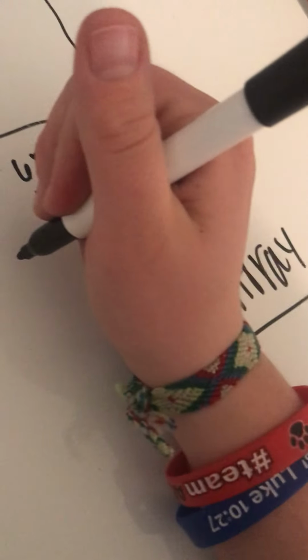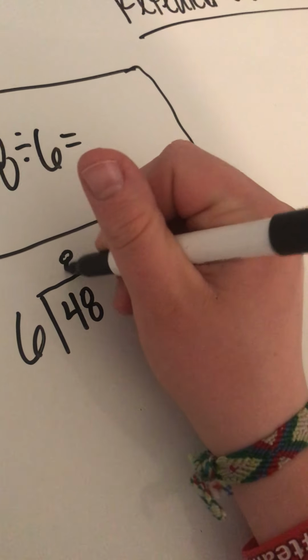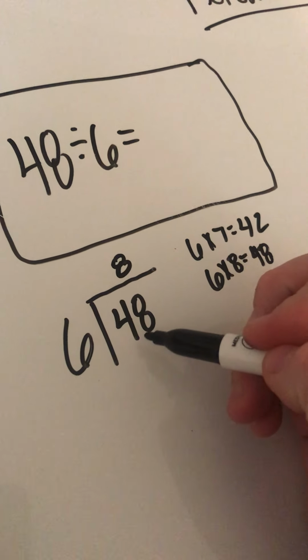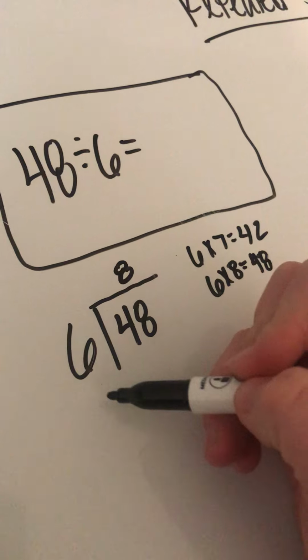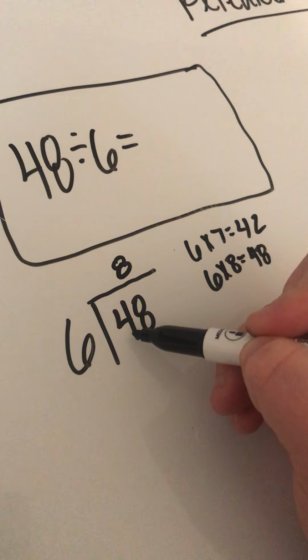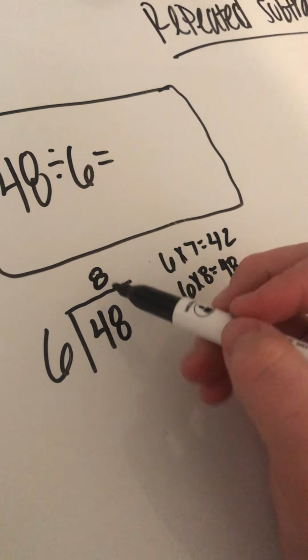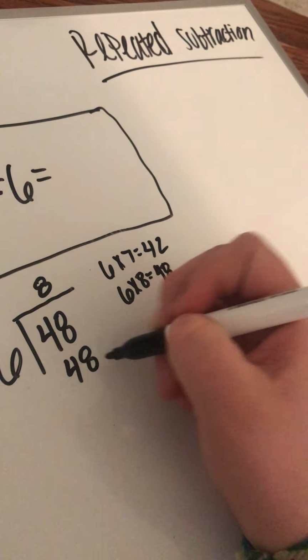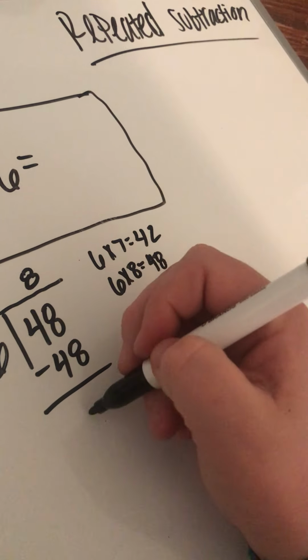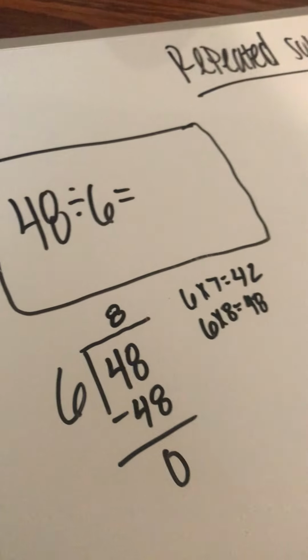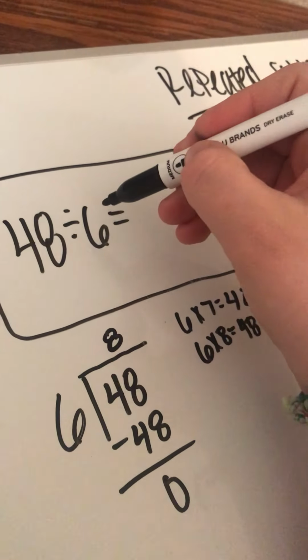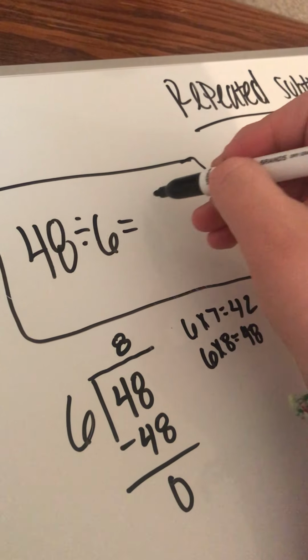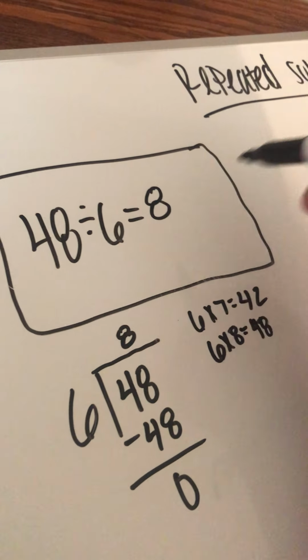So now I'm going to put the 8 above the 8 in 48, because I'm looking at both numbers, because I knew that 6 couldn't go into 4. Okay, so now I'm going to multiply. 8 times 6 is 48. Okay, now I'm going to subtract, and that gives me my answer of 8. So if I look back up here at my problem, 48 divided by 6 equals 8.